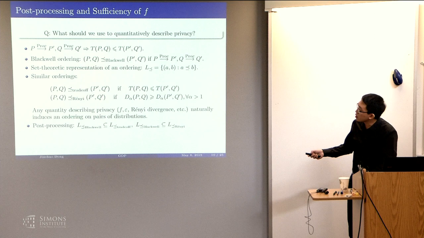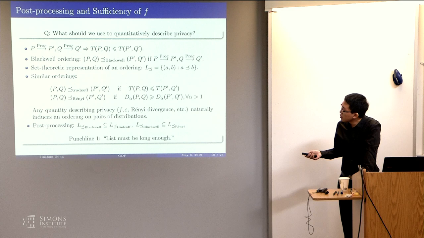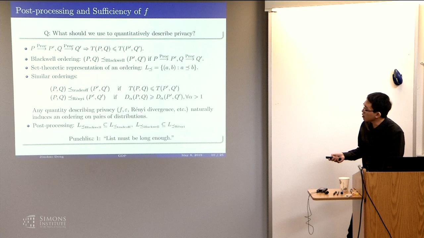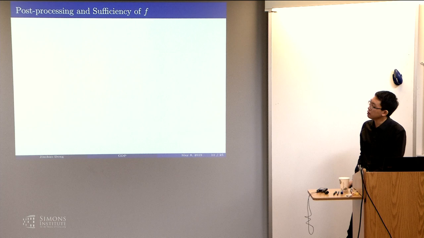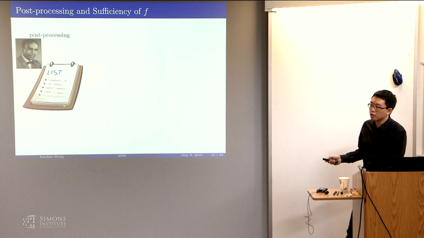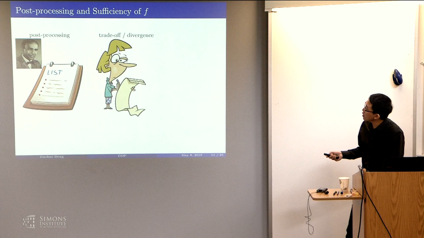Okay, so why do I complicate things like this? You'll see. So the first punchline is that this kind of list, whatever quantity you use to describe privacy, cannot be too short. It has to contain the Blackwell list. So Blackwell has this short, minimal list that you have to be consistent with. And we have a potentially slightly longer list.